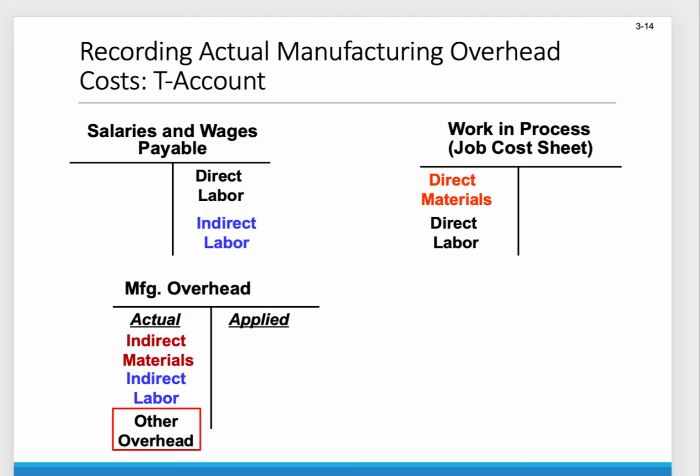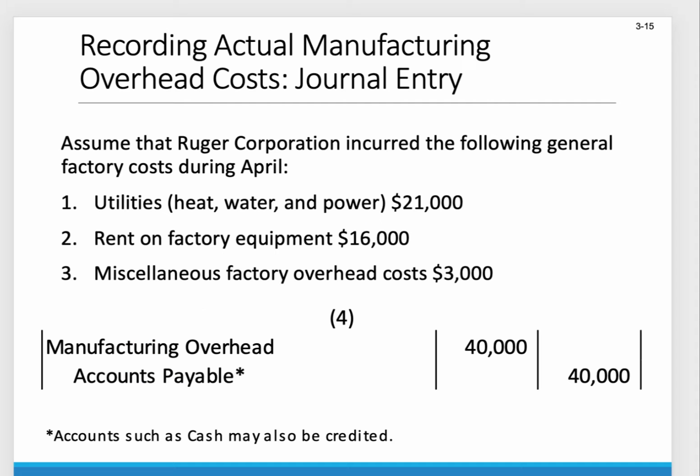Now how do we do that? Well, it's easy. Let's assume that this Ruger company incurred the following costs, right? Utilities. That makes sense, right? 21,000. Rent on factory equipment. We rent equipment apparently, 16 grand. We have other miscellaneous factory overhead costs. Those are things like maybe grease for the machinery, oil, stuff like that. Just incidental costs, miscellaneous costs that we need to keep the production going.